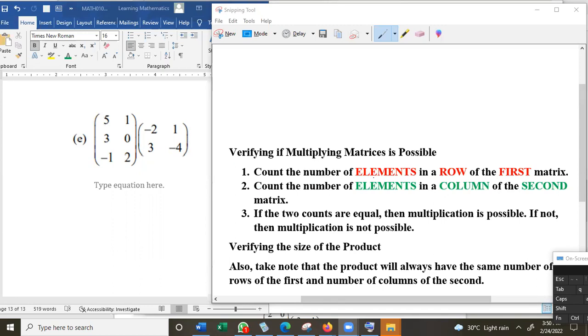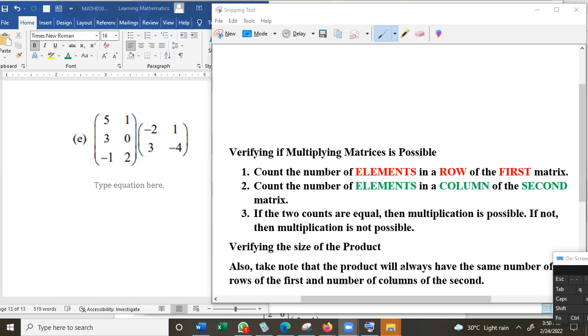Count the number of elements in the column of the second. How many elements are there in the column of the second? One, 2. If the two counts are equal, then multiplication is possible. Yes, multiplication is possible. 1, 2, 1, 2. Yes, multiplication is possible. Okay. Verifying the size of the product.